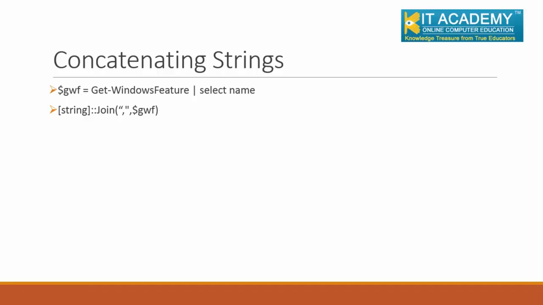Now I want to print whatever feature names come into this variable, separated by a comma separator or any separator of your choice. For that, I can use the Microsoft .NET class, String. It's a static class, so I can call the Join method of the static class by using the double colon operator. So [string]::Join is the function.